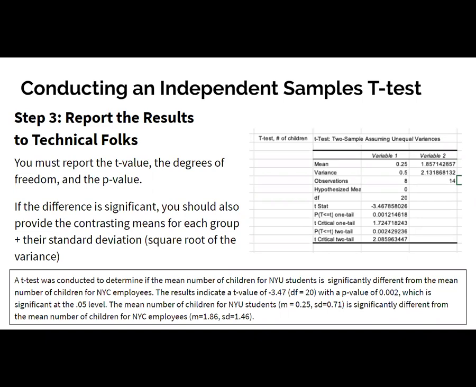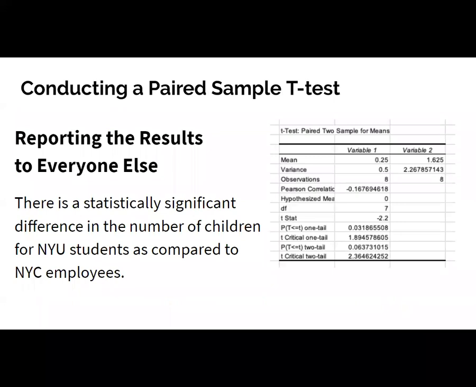Yep, so I did the square root of that. And that's significantly different from the mean number of children for New York City employees. And then I report the mean and the square root. That's a huge mouthful. It's really complicated. If you're writing for anybody else, you can just say this: there's a statistically significant difference in the number of children for NYU students as compared to NYC.